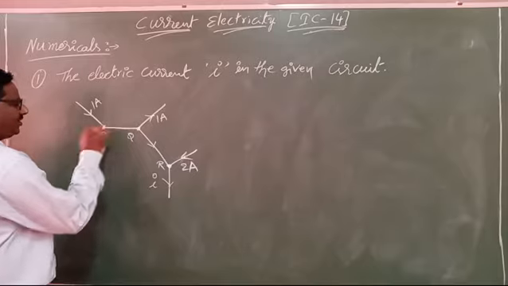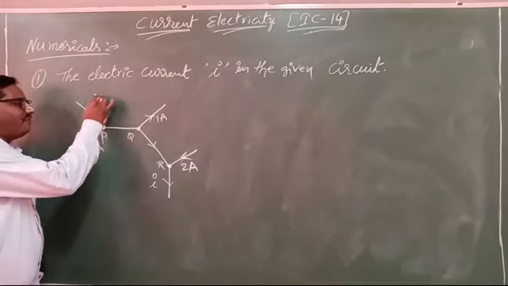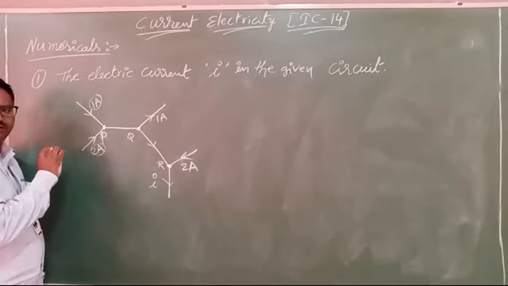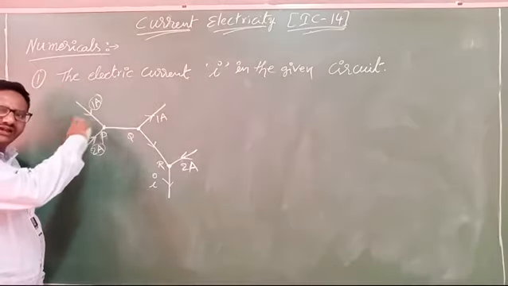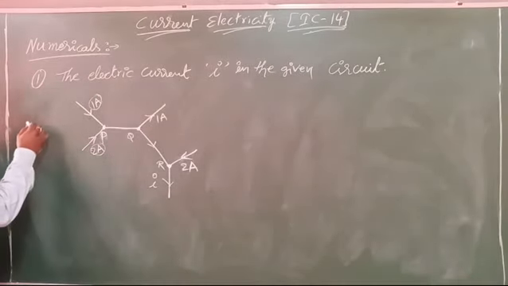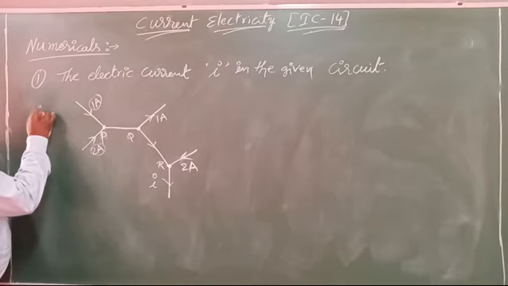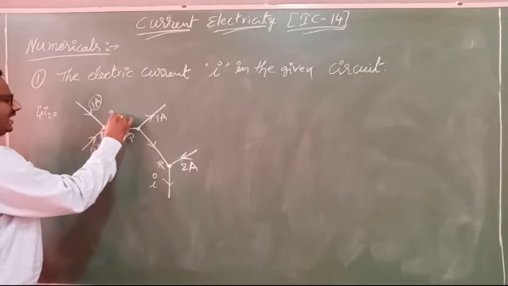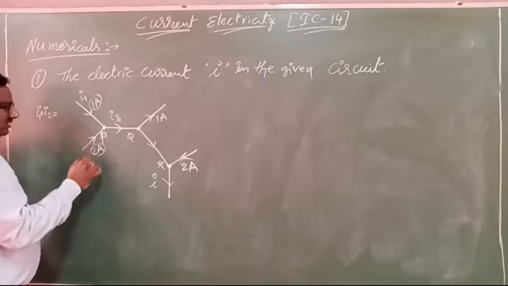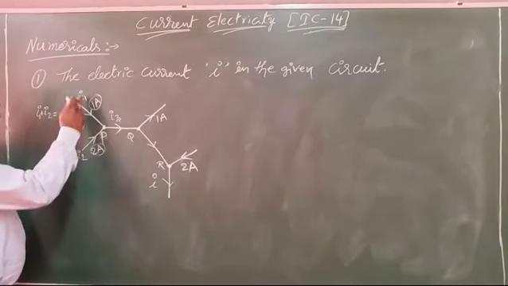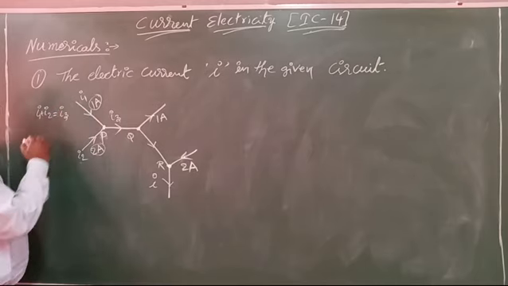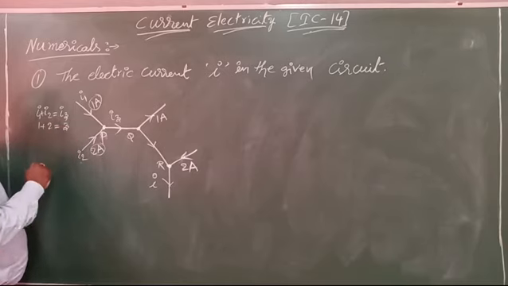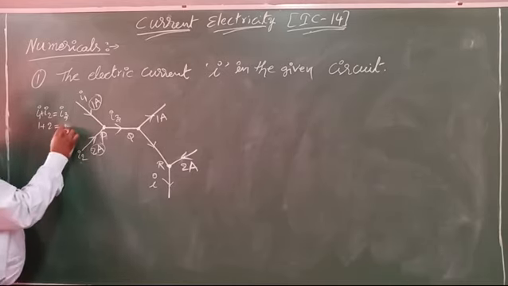At the P junction, what do you observe? Very simple: 1 ampere current and 2 ampere current both meet at a point. These are the currents entering the junction. Entering the junction, what can you write? 1 ampere I1 plus I2 equals the current leaving the junction, which I will write as I3. This is I1, this is I2. So I1 plus I2 equals I3. I1 plus I2 is how much? 1 plus 2 amperes, that is 3 amperes. This is I3.